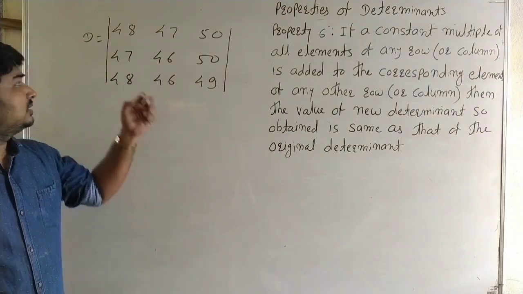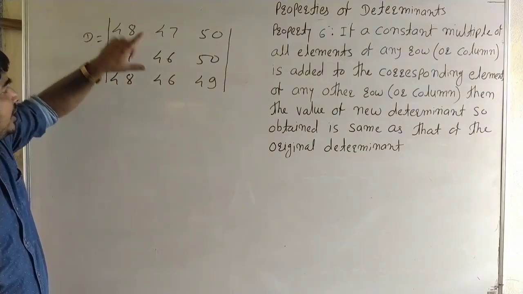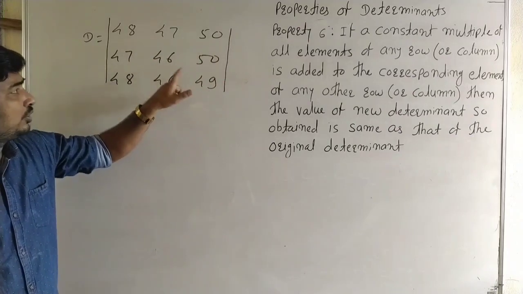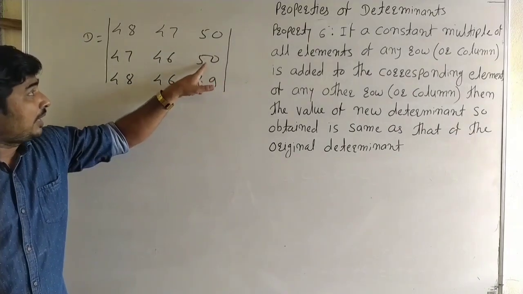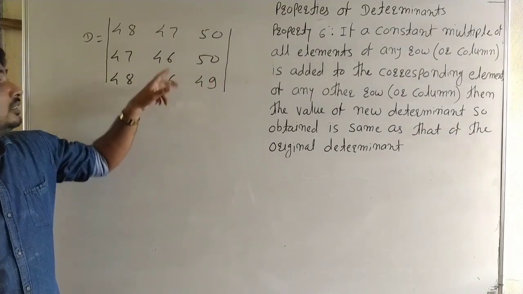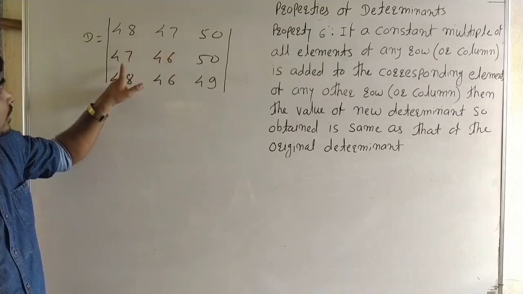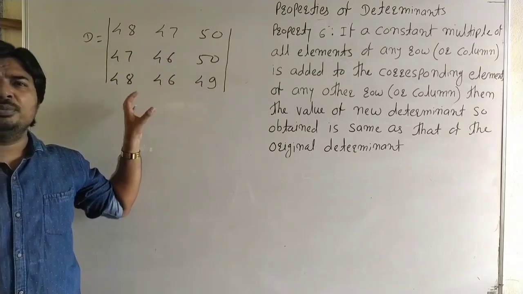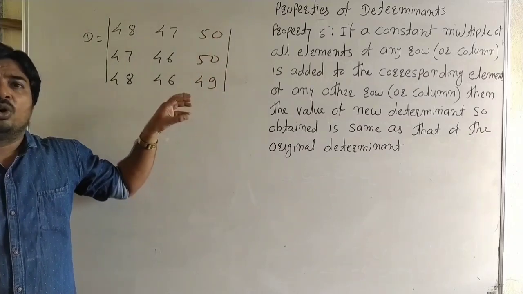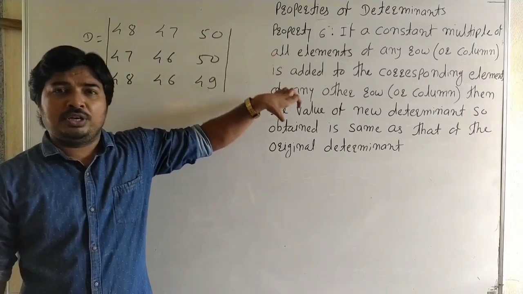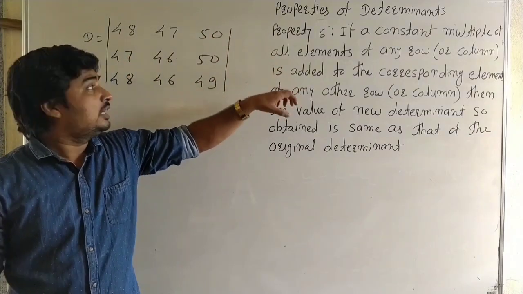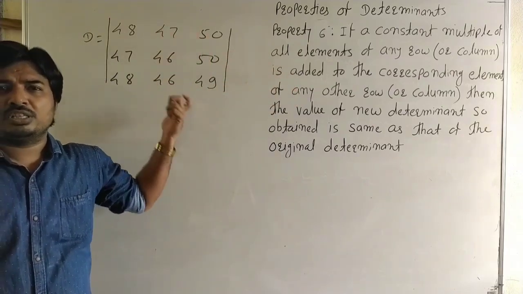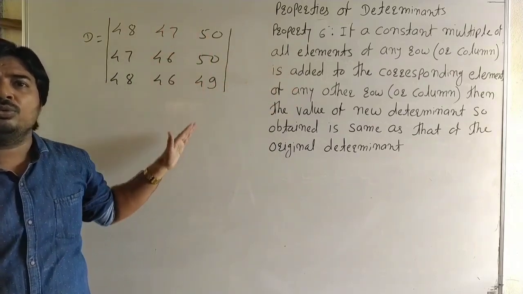Our straight method is finding the value of this determinant: 48 into 46 into 49 minus 50 into 46, then again minus 47 into, again these four terms. It is a difficult method. Now by using this property we can simplify this. We perform the row transformation or the column transformation to simplify this.